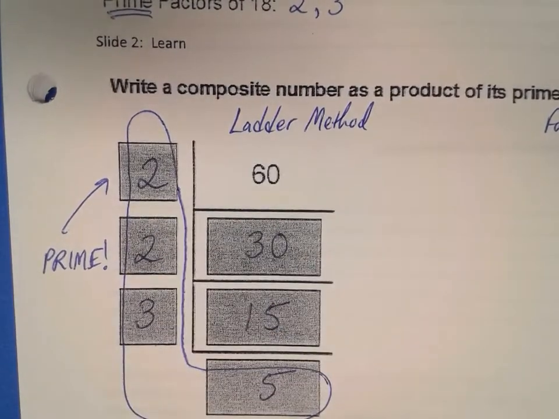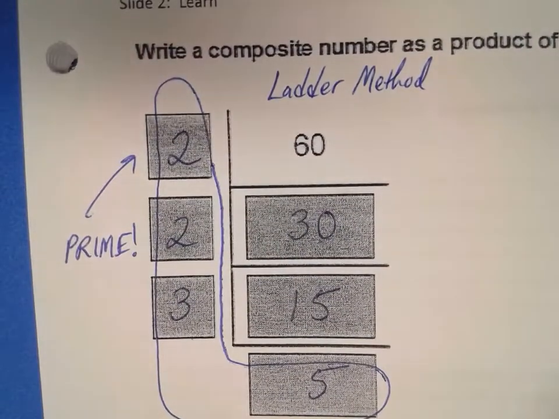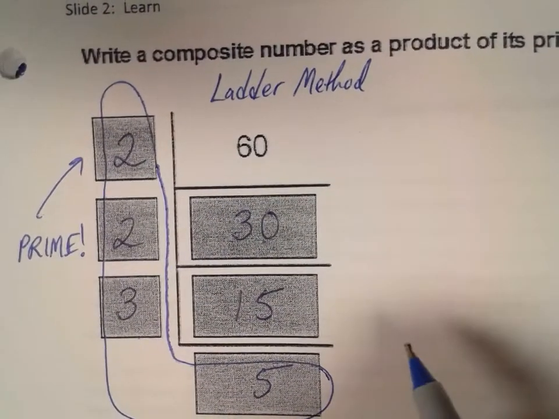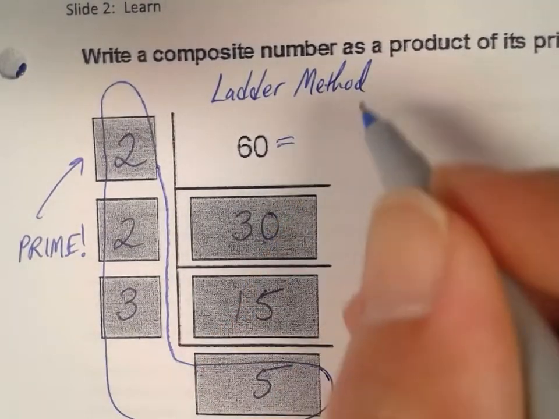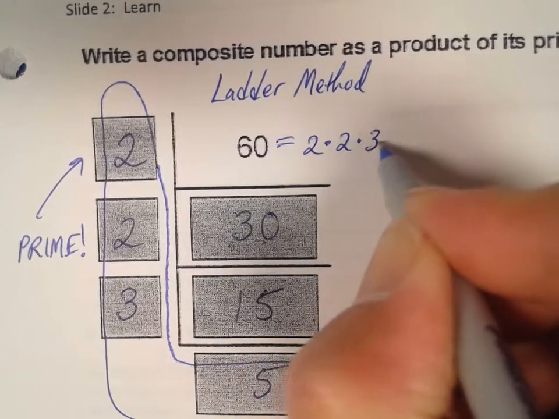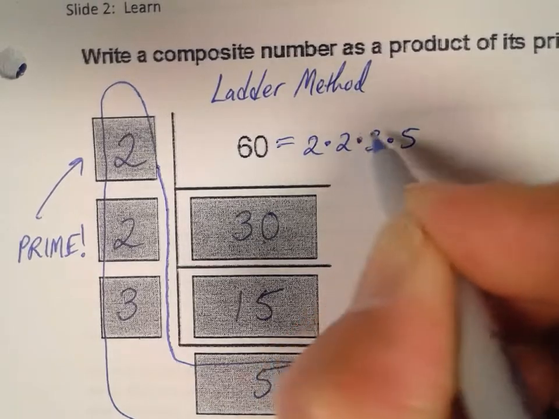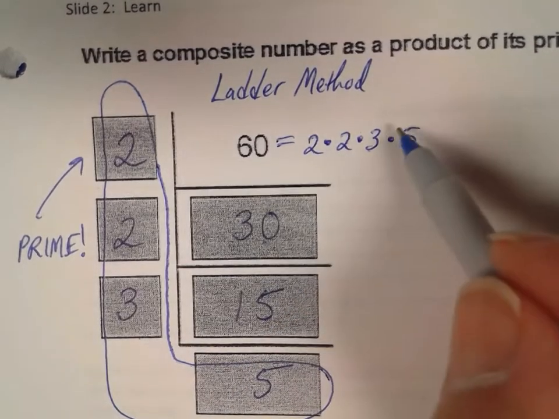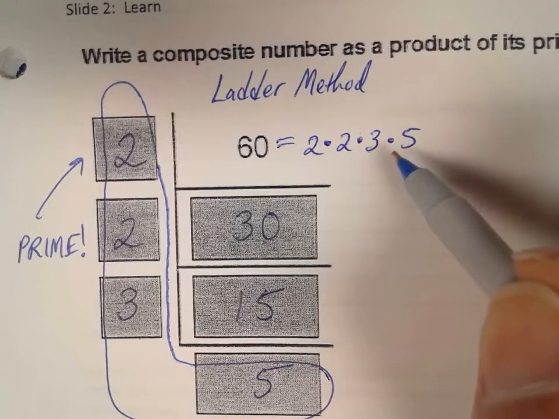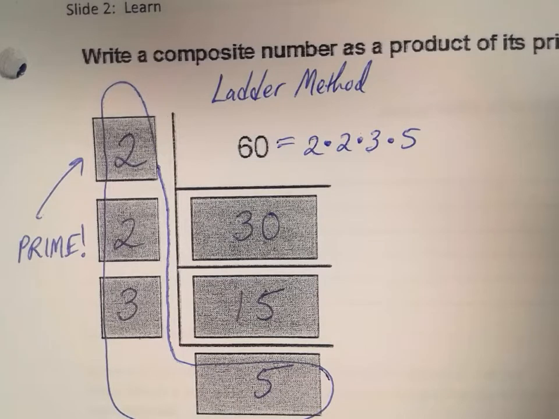Meaning I could take everything over here from my ladder, everything to the side and in the bottom of my ladder, and rewrite it as a factorization. I could write 60 equals 2 times 2 times 3 times 5. And notice in factorization, I use multiplication. And it's not the multiplication symbol that some of you like, but I'm saving the X for algebra. So here's one way of showing that prime factorization.